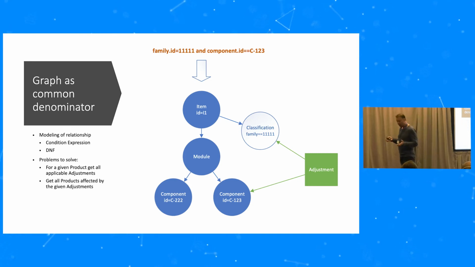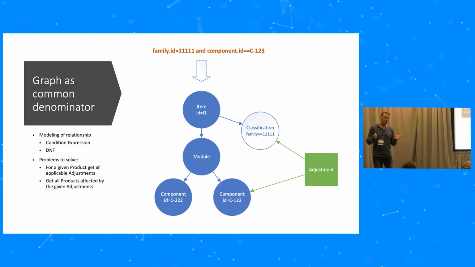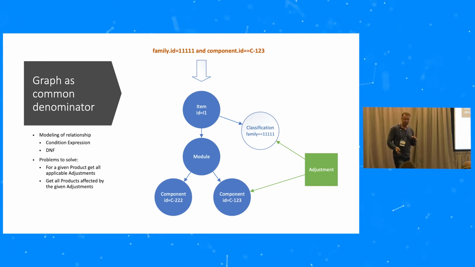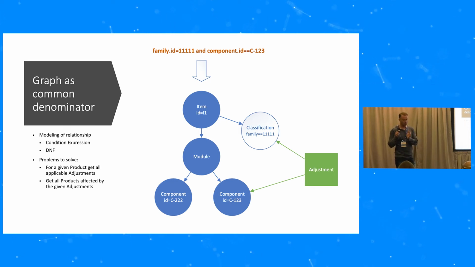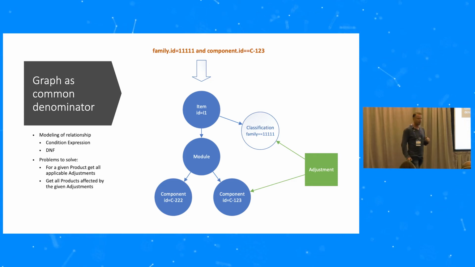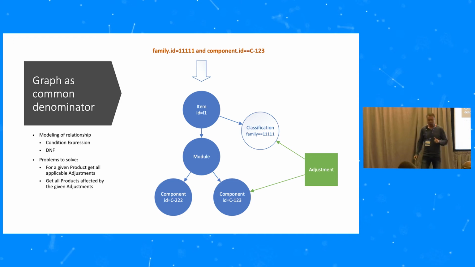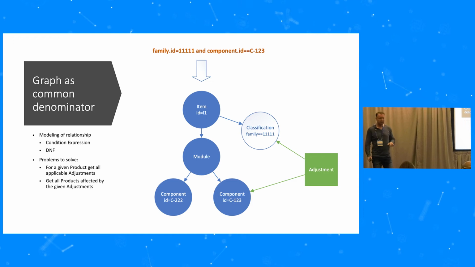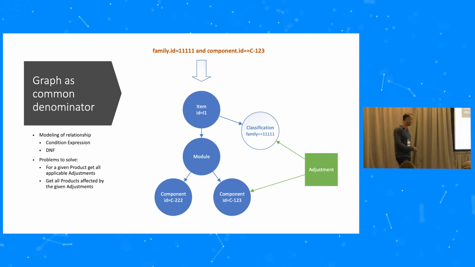How did we do so? We passed the Boolean expression tree through disjunctive normal form. This way, the complex hierarchical tree structure becomes a flat list of AND clauses combined by OR clauses. This way, if at least one AND clause is satisfied, the adjustment becomes associated with the product. But ultimately, all we want from our graph is two answers. For a given product, give me all the adjustments. For the given adjustment, give me all the products.